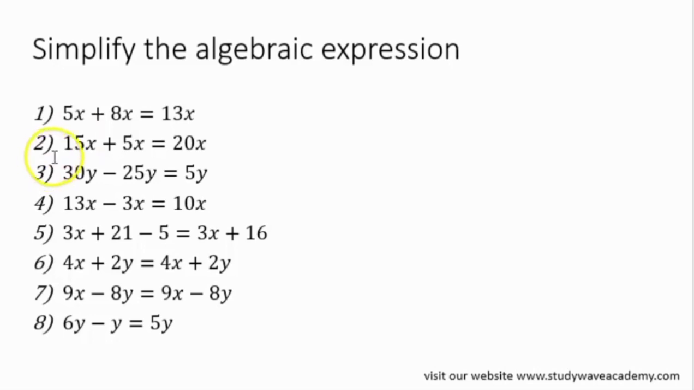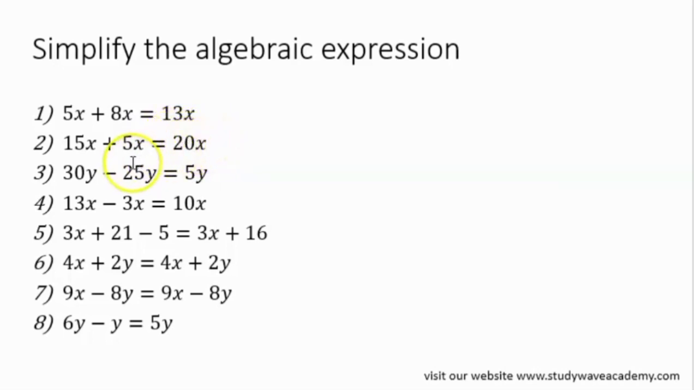Now we move over to number 2. Number 2 is 15x plus 5x. What are we going to do? We are just going to add our numbers together and keep x. So it will be 15 plus 5. 15 plus 5 is 20, and we add our variable to the number because there's a variable in the equation. So our answer is 20x.